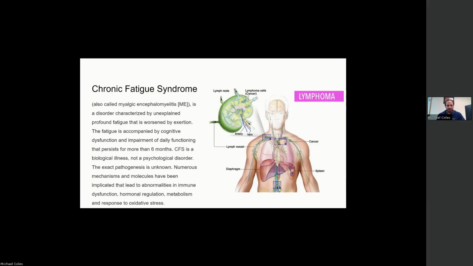Chronic fatigue syndrome, also called myalgic encephalomyelitis. No, you said myalgia. Is that like fibromyalgia? Close, but this is chronic fatigue syndrome. This is a different condition. What is myalgia? I don't remember. I've got to look it up. But this is unexplained prolonged fatigue that is worsened by exertion. So the more they move in the day, the more fatigue they're going to get. They're going to have brain fog. They're going to be kind of confused. So if this happens more than 6 months, then it's considered this condition.